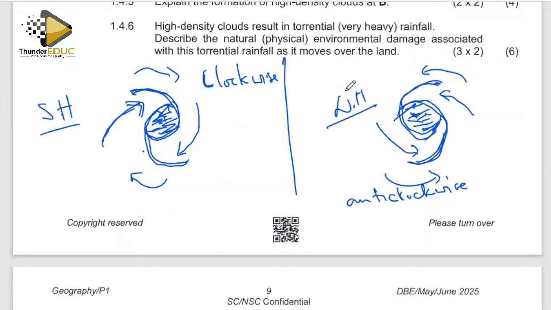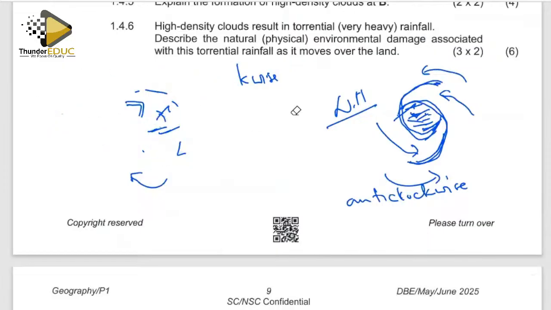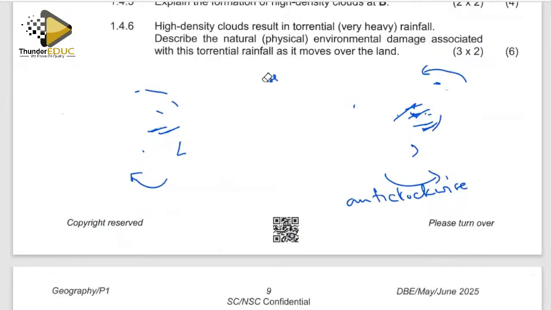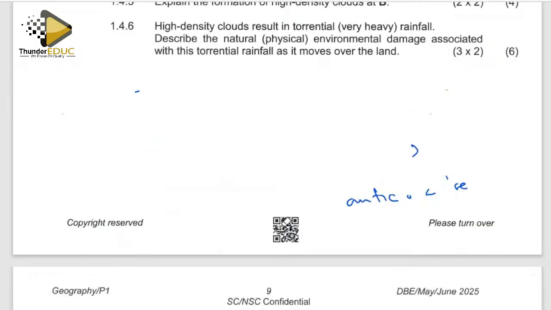High density clouds result in torrential rainfall or heavy rainfall. Those high density clouds result in heavy rainfall. Describe the natural or physical environmental damage associated with torrential rains as it moves over the land. We want to look at the implication on the natural environment. So we are looking at the implication of heavy rainfall on the natural environment.